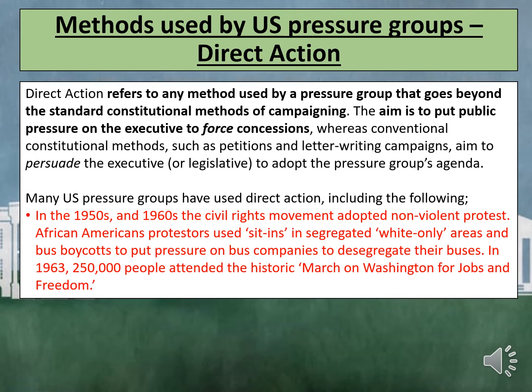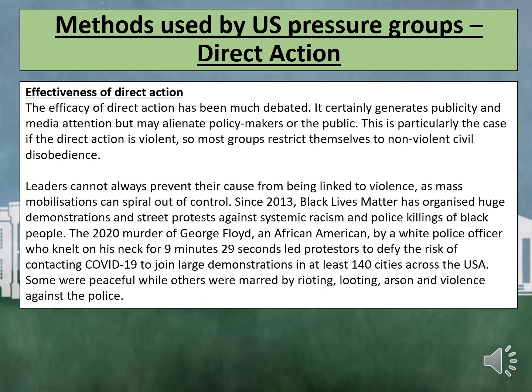Many US pressure groups have used direct action, including the following. In the 1950s and 1960s, the civil rights movement adopted non-violent protests. African American protesters used sit-ins in segregated white-only areas and bus boycotts to put pressure on bus companies to desegregate their buses. In 1963, 250,000 people attended the historic March on Washington for Jobs and Freedom.